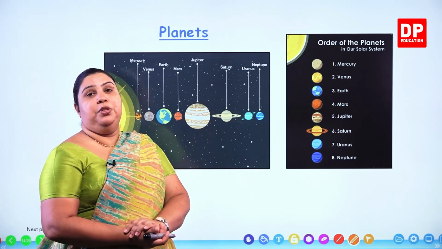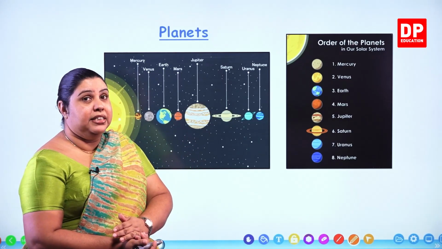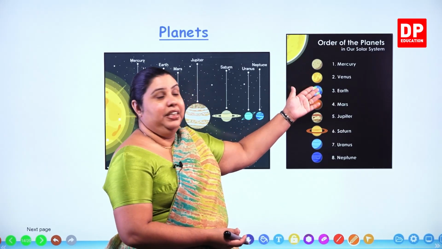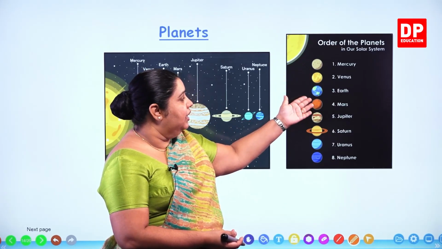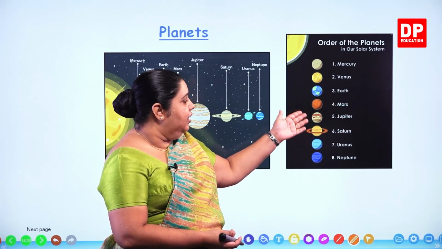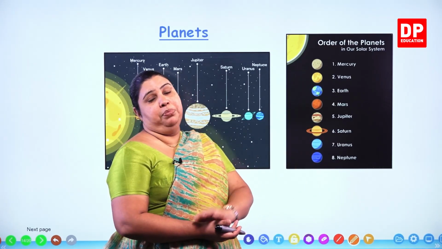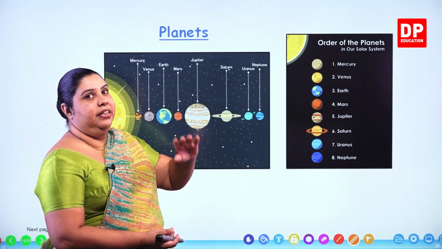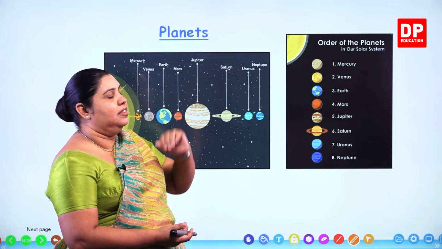Uranus and Neptune. So what are the 8 planets that we have in our solar system? Mercury, Venus, Earth, Mars, Jupiter, Saturn, Uranus and Neptune. Altogether we have 8 planets and the head of all this is the sun.